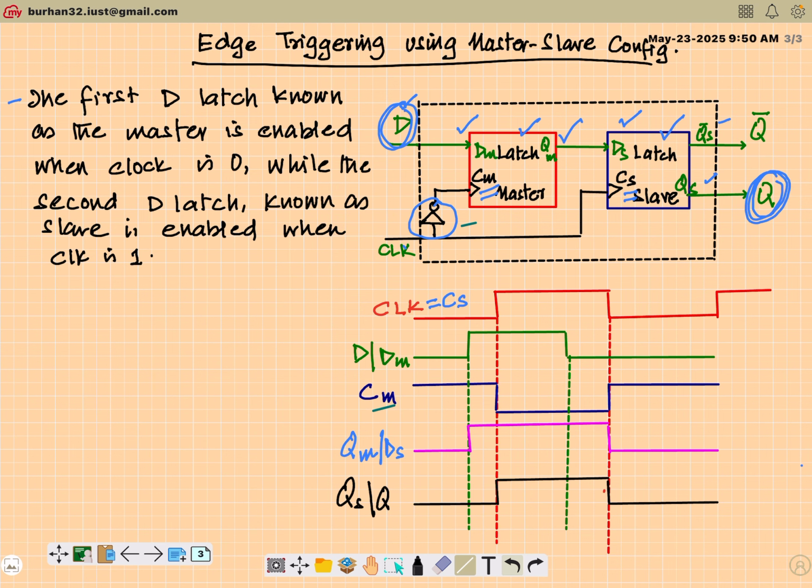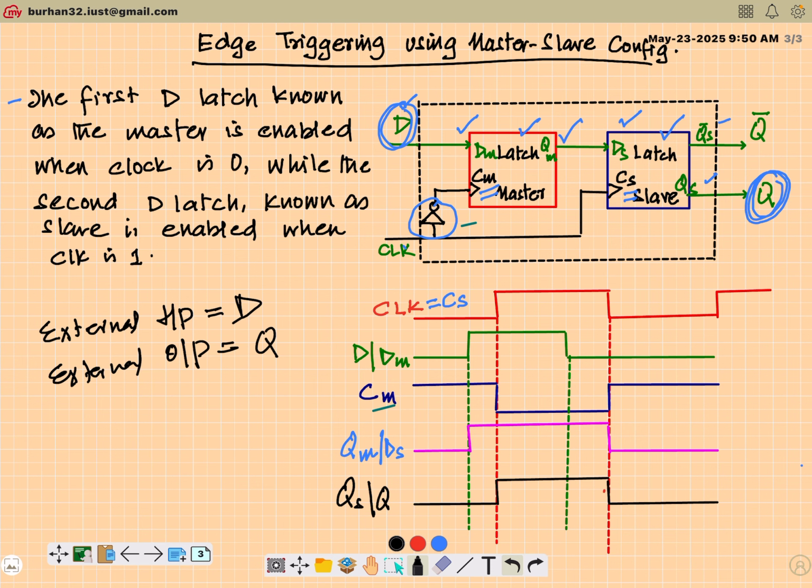Now I have to see the relationship between my external input, which is my D, and my external output, which is my Q. And this relationship is established with respect to the external clock CLK. So the waveforms I'm interested in are, of course, this main clock, this external input, and this external output. Fine.